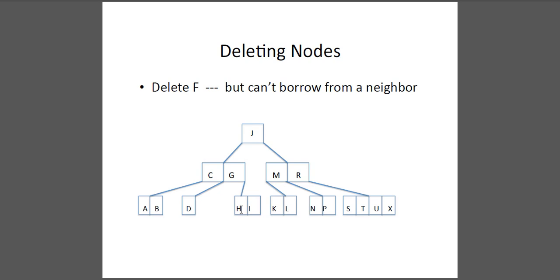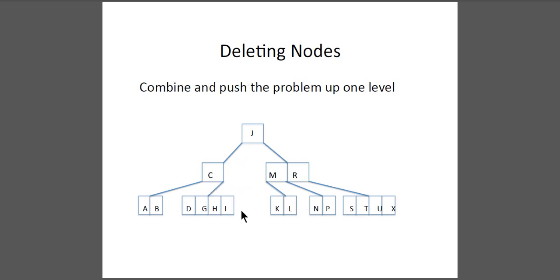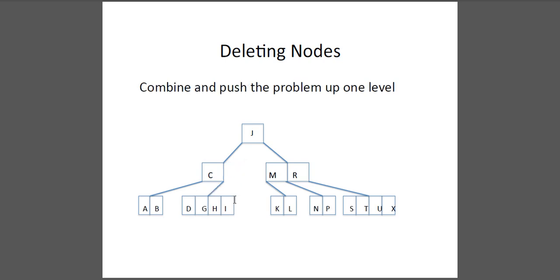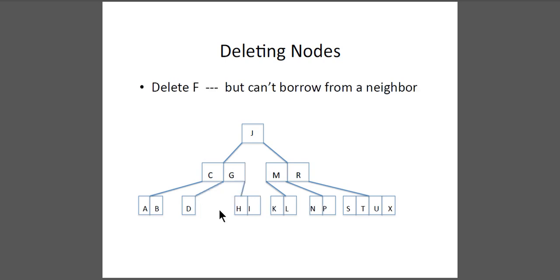In that case, what you need to do, you have to combine and push the problem up one level. Now you can see this D, Z, H and I, these are combined here. So D, Z, H, I, these are combined here, and these are kept in one node, which is to the right side of C.